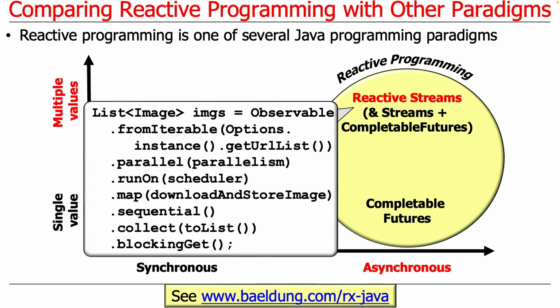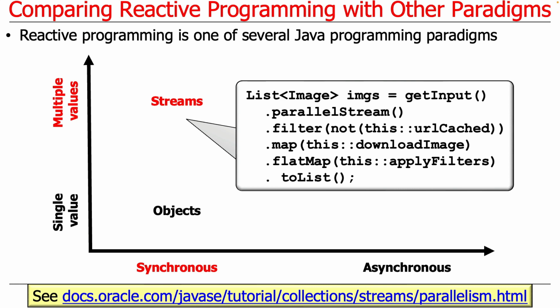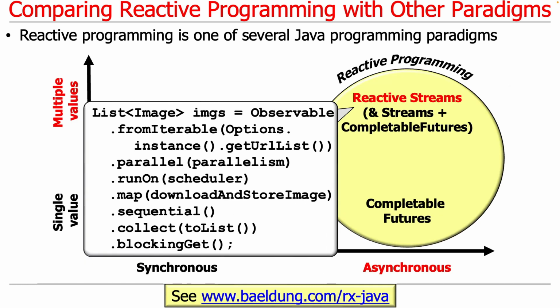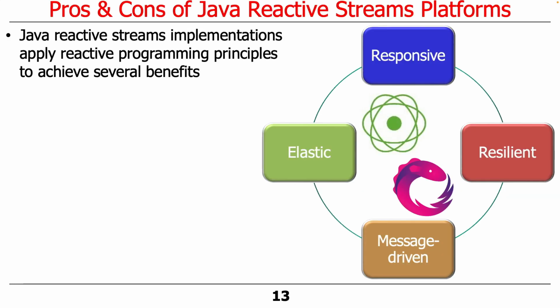But I think it's a little bit more complicated to understand than that version from parallel streams. Be that as it may, those are the different paradigms that have emerged in Java over time, and you get to choose which one you like best after you complete the course and get a chance to play around with all these different ways of doing things. So let's talk about the pros and cons of the Java reactive streams platforms.